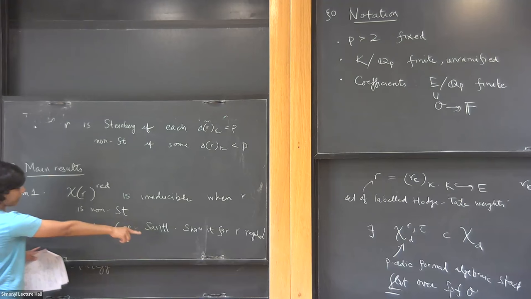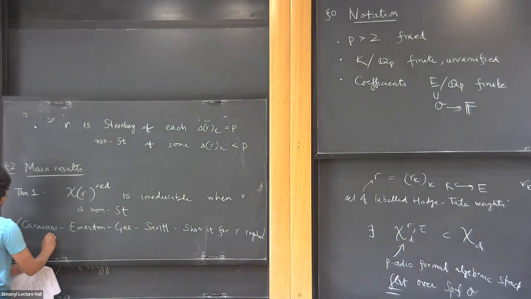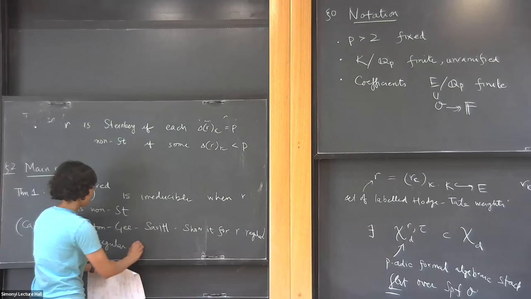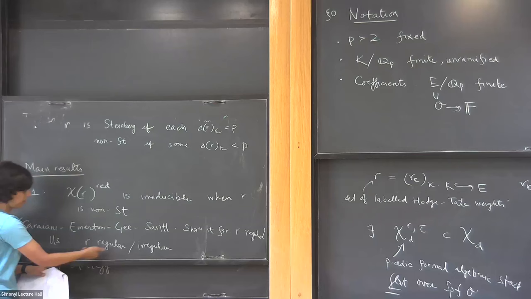But they don't make the exception for non-Steinberg, so they include both Steinberg and non-Steinberg. And us, well, we show it for R regular or irregular. So our proof is slightly different, quite different in theory from the Caraiani Emerton-Gee Savitt proof, but we do require the non-Steinberg condition to speak of the regular case. Okay.